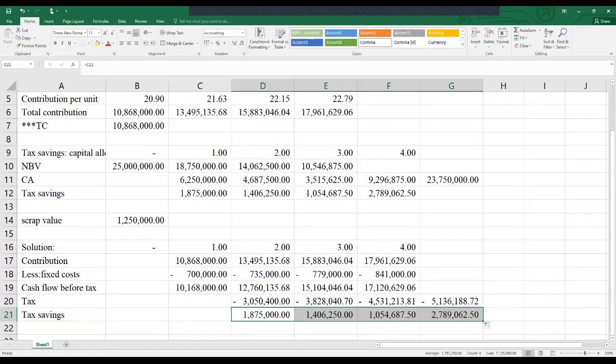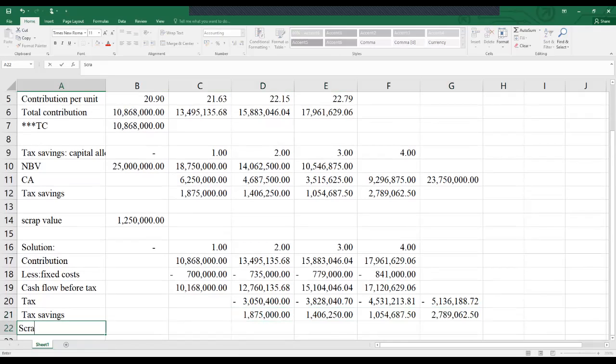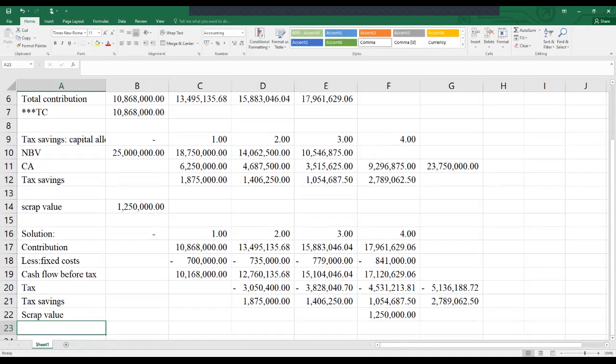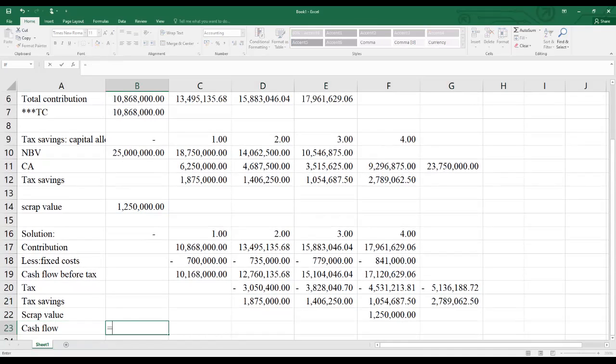Okay, what does it mean? Scrap value. You can dispose of this asset at the end of its life, year 4 that is, and earn some money equal to 1.25 million. There's no working capital, and that is it. Okay, this is net cash flow. It will be equal to the sum of cash flows all the way from the cash flow before taxation.